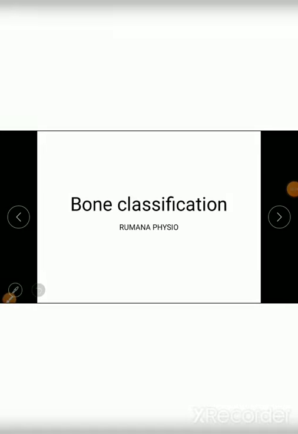So today we discuss the classification of bone. This question is asked for 5 marks in the anatomy exam. So for bone classification, we have different classifications, about 4.